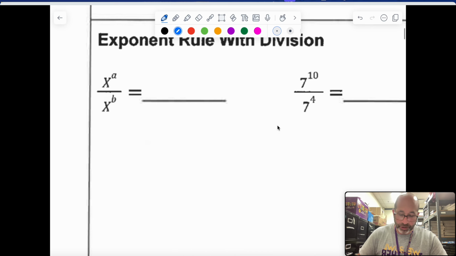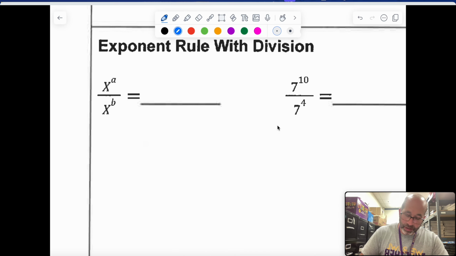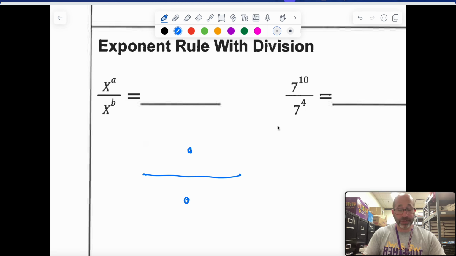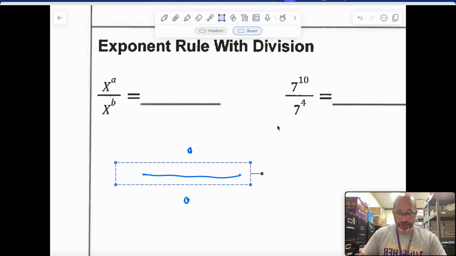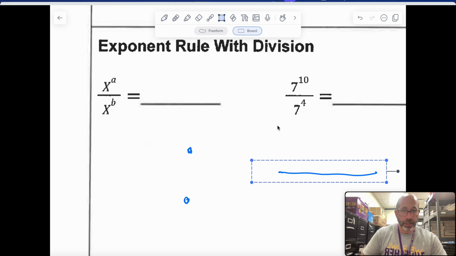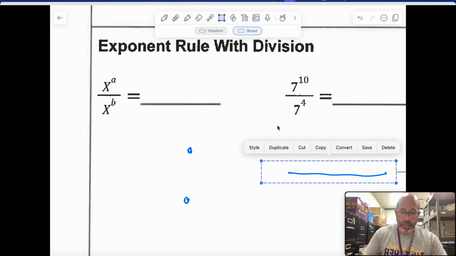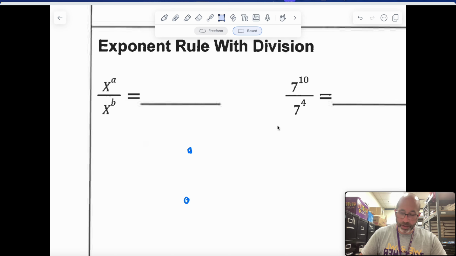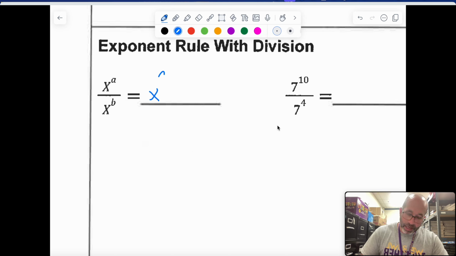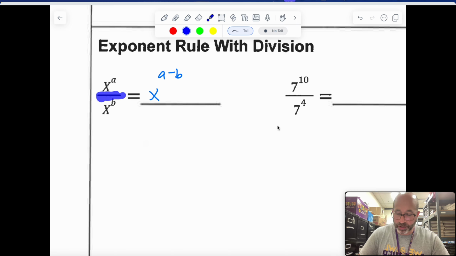The exponent rule with division. What this says, are you ready? If I have division, watch what's going to happen. Division turns into subtraction. What do I mean? Let's change this so that it's x to the a minus b. Why would this be the case? Why would this division sign turn into subtraction?